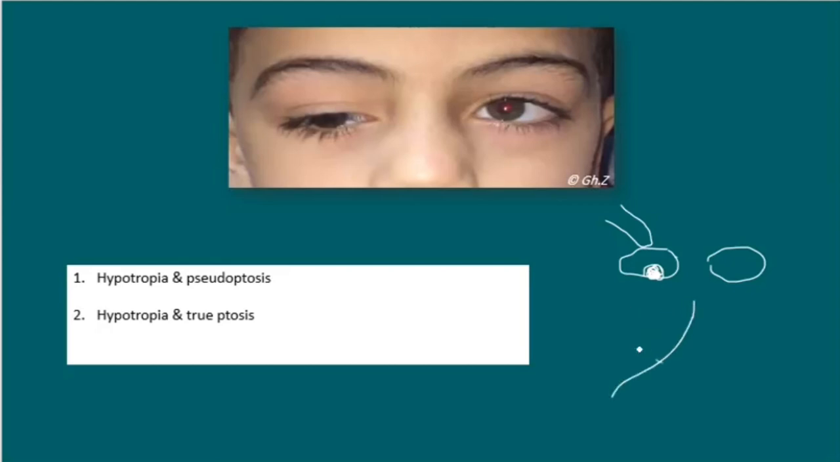Because we have two possibilities, as I wrote here. There is no question regarding hypotropia. Again, you elevate the upper lid, there is hypotropia, but we have to perform the cover test. So you have to cover the fixating eye and encourage the patient to fix on a light torch or a target or anything. And if the upper eyelid becomes normal, this equals pseudoptosis.